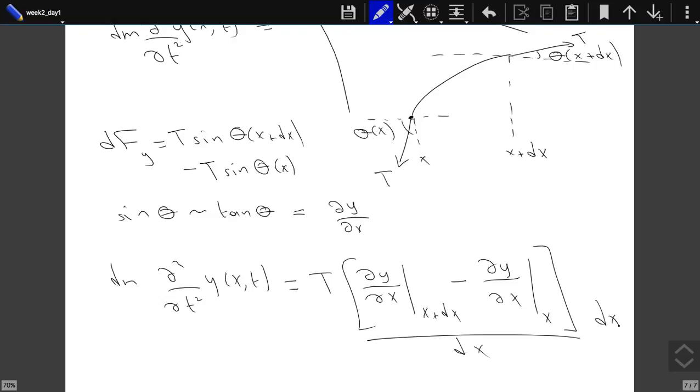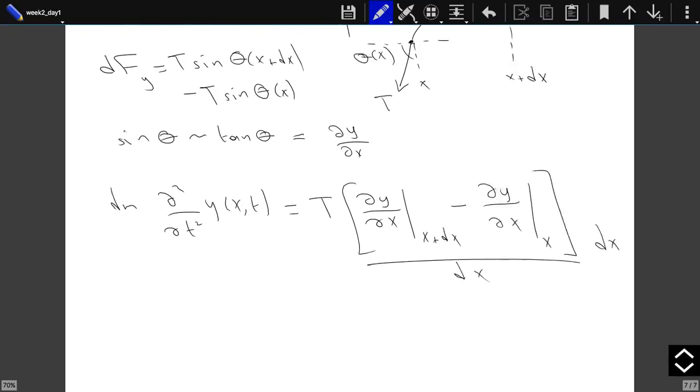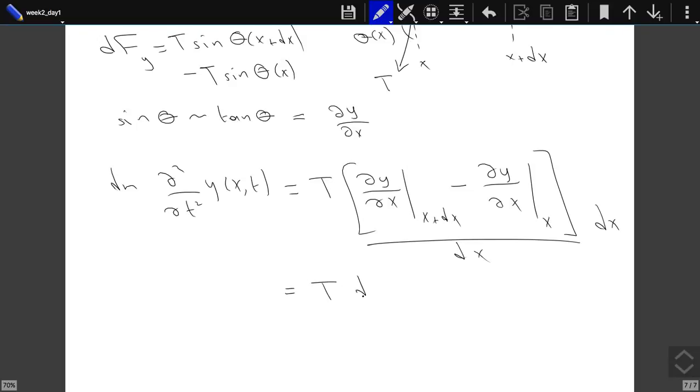We are evaluating this function at the point x plus dx. We are evaluating the same function at the point x, subtracting them, dividing it by their difference. But this is nothing but the definition of the derivative of a function. So the function that we are talking about is already the derivative of y with respect to x, the first derivative. This is nothing but the second derivative. So this is equal to T times dx times del squared y by del x squared. This is dm del squared by del t squared y is equal to this one.